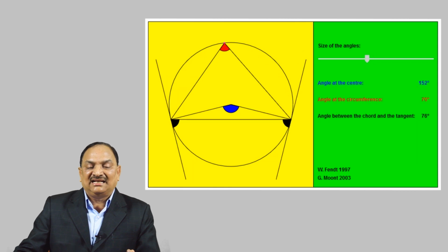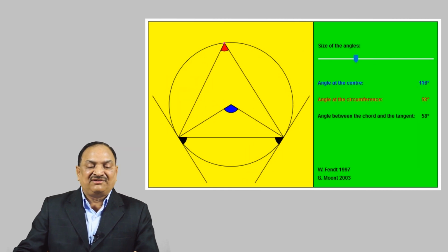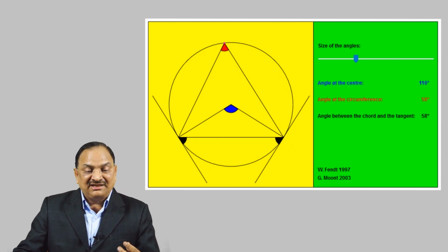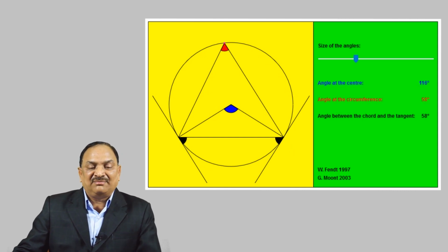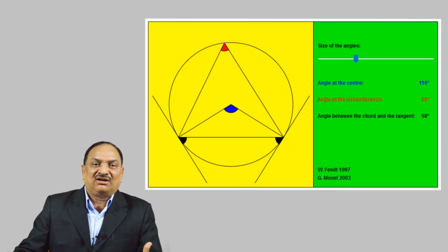I want to change the angle, and you see here now the black angle is 58 degrees. So the angle between the tangent and the chord drawn at the point of contact is 58 degrees. The same angle you can find in the alternate segment. This is also 58 degrees. So the theorem here says that the angle between the tangent and the chord drawn at the point of contact is equal to the angle in the alternate segment.